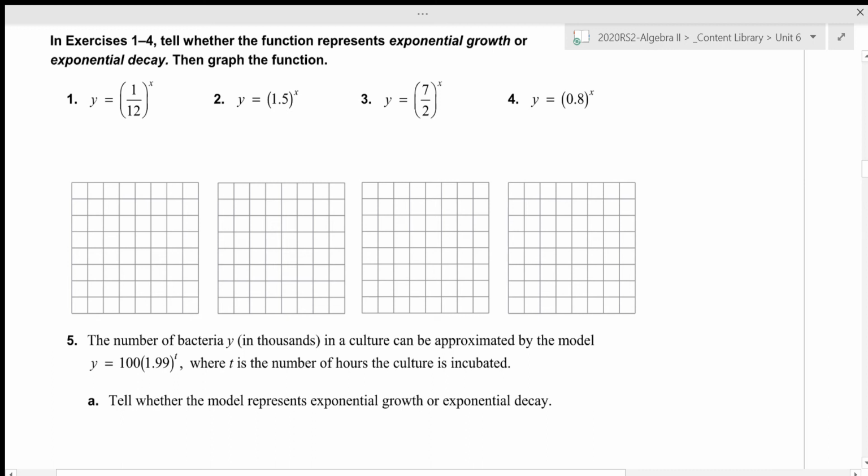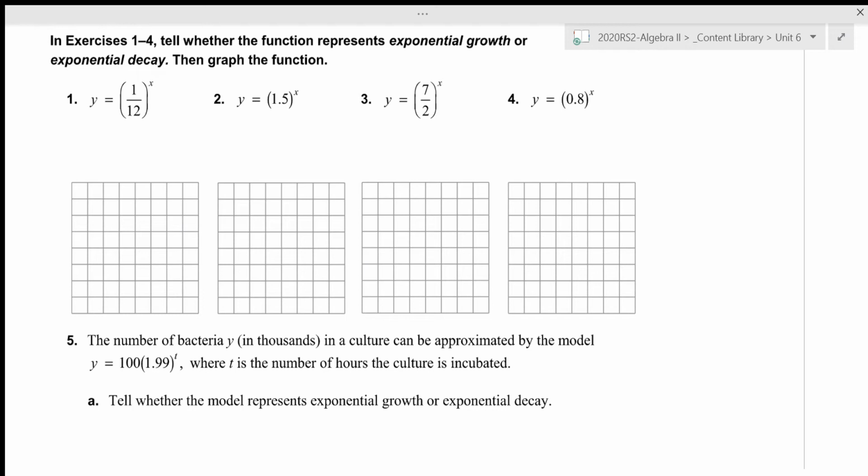Hello, algebra students. Today we're going to talk a little bit more about exponential growth and decay. We're going to start with a couple of graphs, and then we're going to look at some applications with both population growth and compound interest. So let's start with just the graphs.